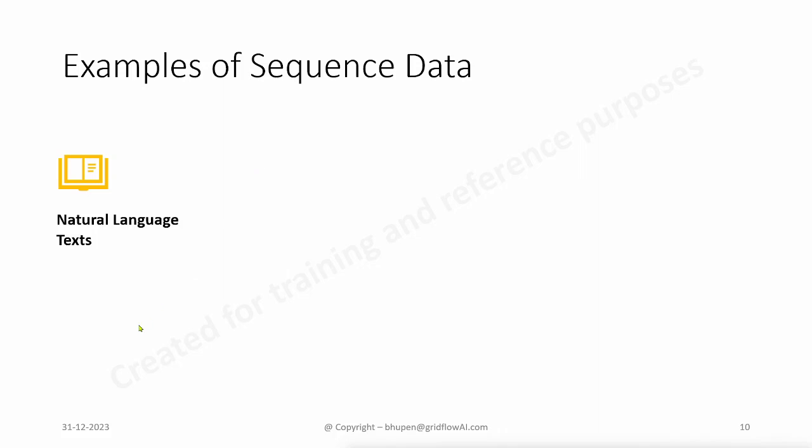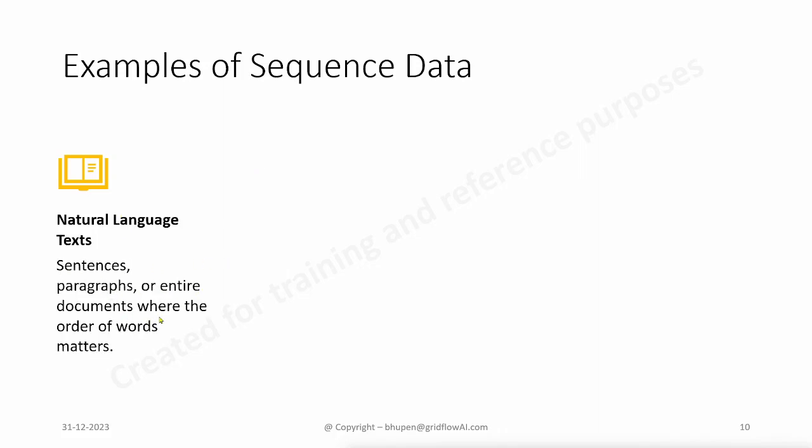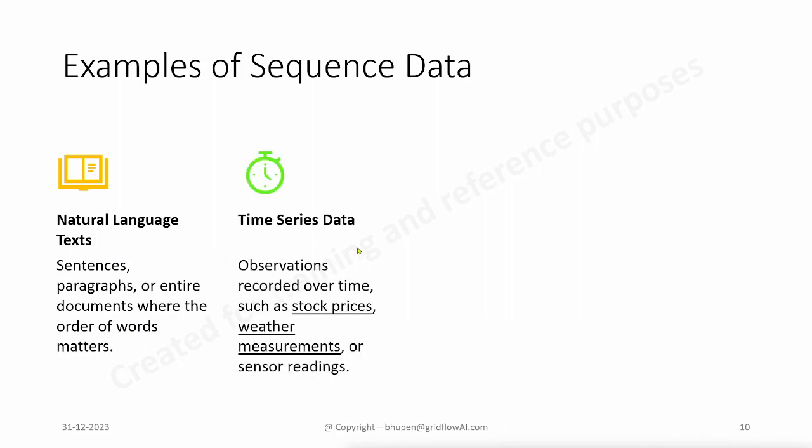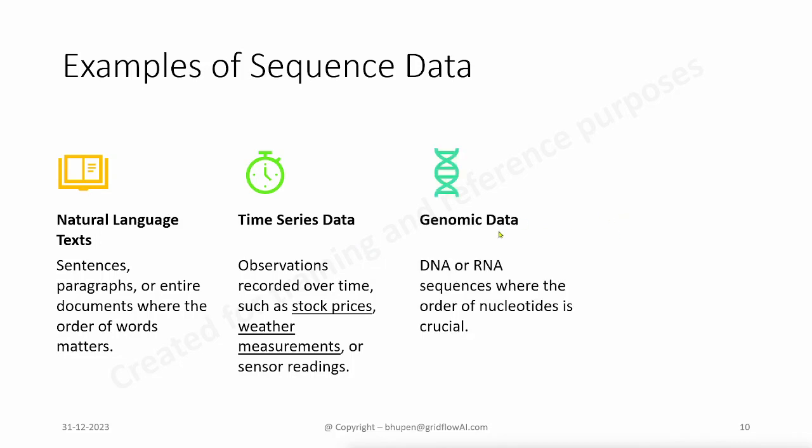Some examples, again: natural language data, for example, PDFs and documents and review text; time series data, stock market and weather forecasting; genomic protein data like DNA and RNA sequences. Speech signals also fall under the category of sequential data.